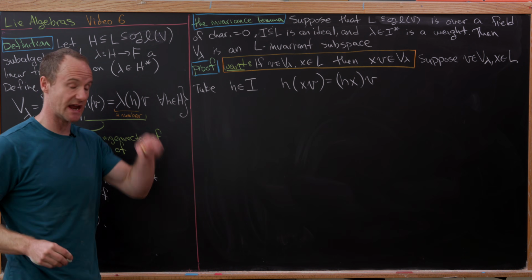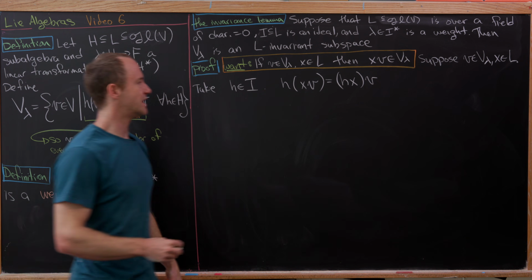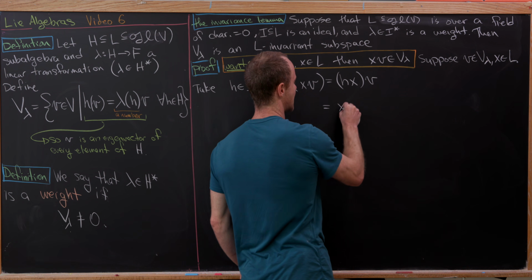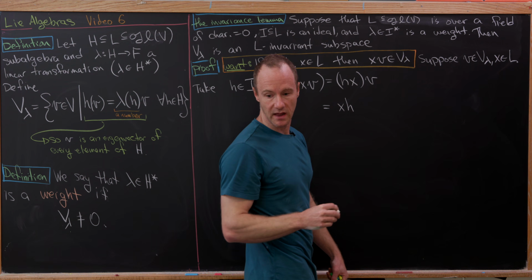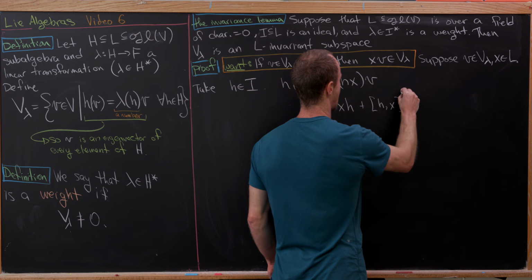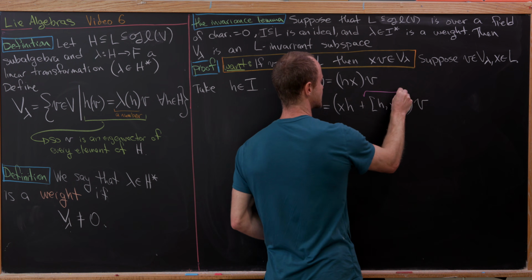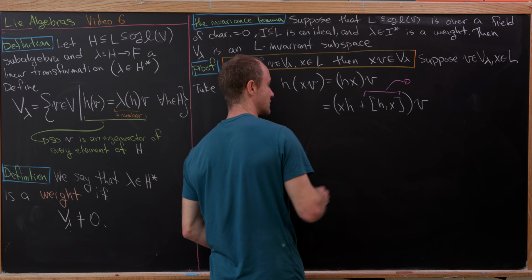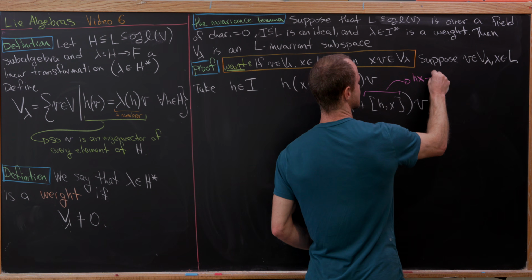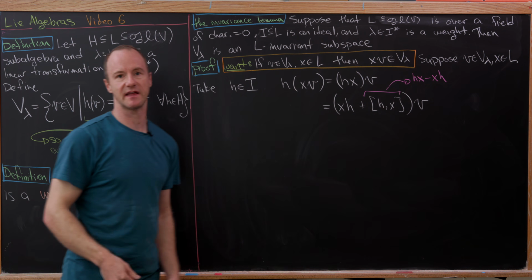Recall that V is a vector, but H and X are both linear transformations on V. But now we can do a little bit of a trick and rewrite this as XH plus the commutator of H with X applied to V. And this is just as straightforward as adding 0. That's because HX is simply HX minus XH. And so notice everything would cancel just back to that XH.